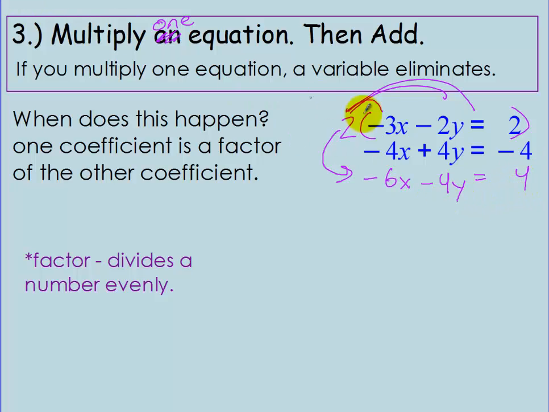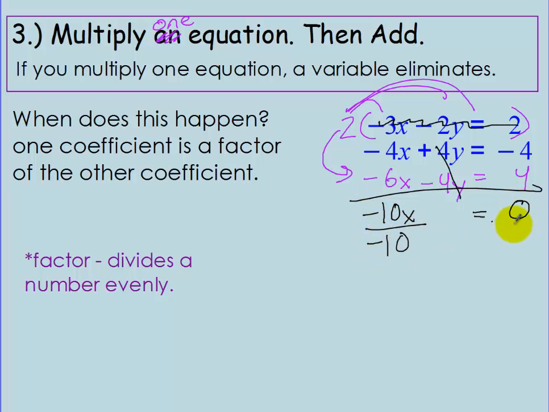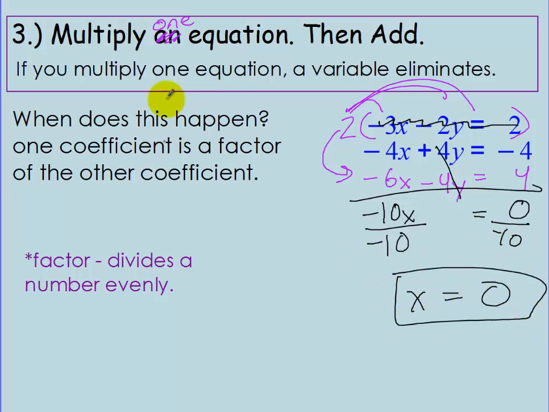So now, this equation doesn't matter anymore. It's these two. So if you add those up, you get negative 10x, 4 and negative 4 is 0y, so that eliminates, equals negative 4 plus 4 is going to be 0. So negative 10x equals 0. And then I could solve, divide by negative 10, and I would get x equals 0. So that's how I did that one. I multiplied the top, and then I could eliminate.